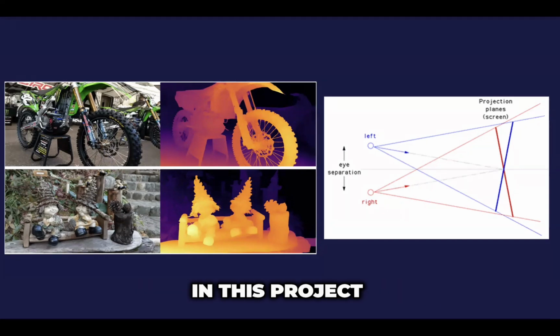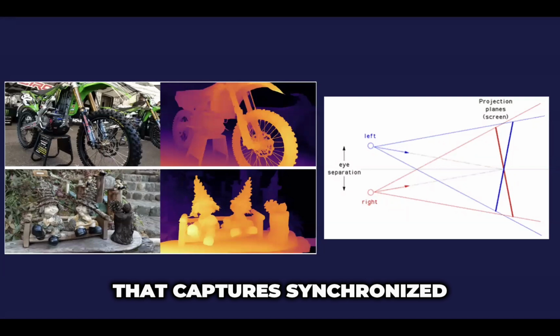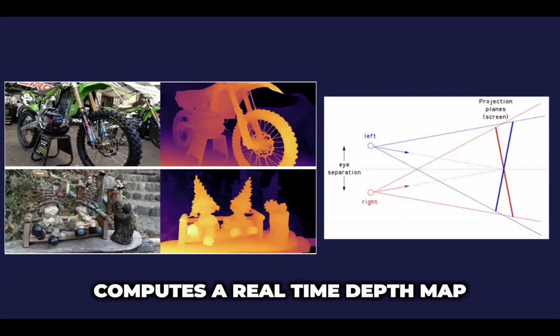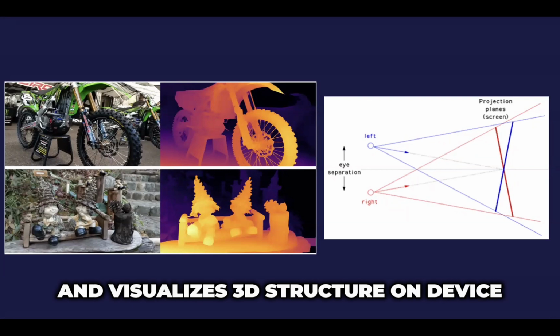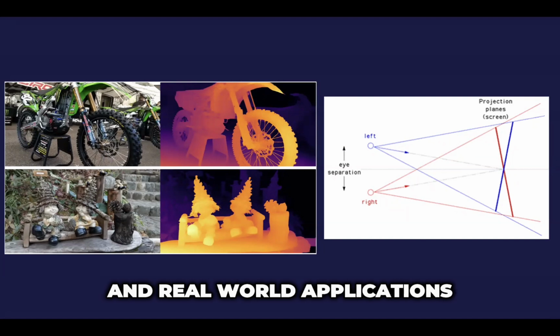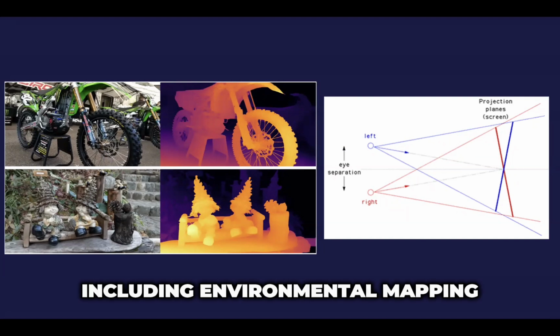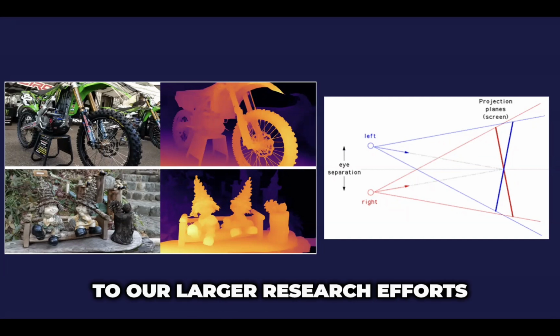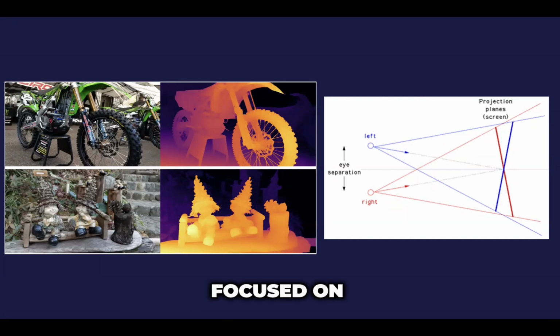In this project, we aim to build a prototype pipeline that captures synchronized stereo images, computes a real-time depth map, and visualizes 3D structure on device. Real-time stereo depth systems are valuable for research and real-world applications, including environmental mapping, smart agriculture, and underwater robotics. Additionally, this work contributes to our larger research efforts focused on building efficient and deployable 3D vision systems.